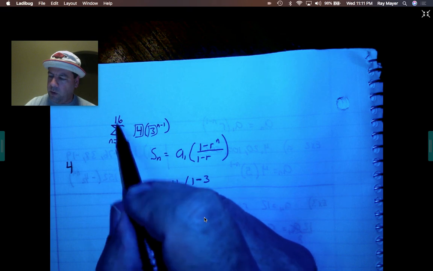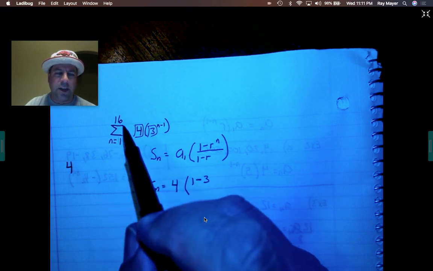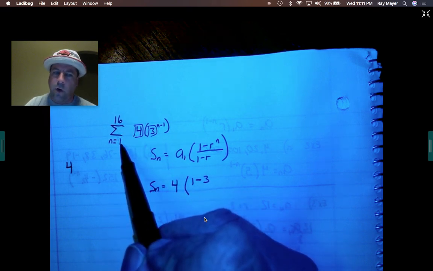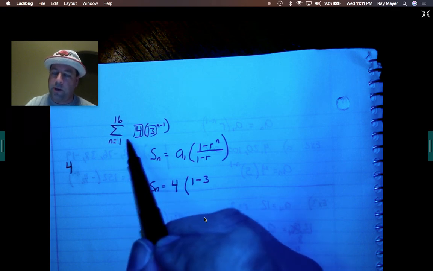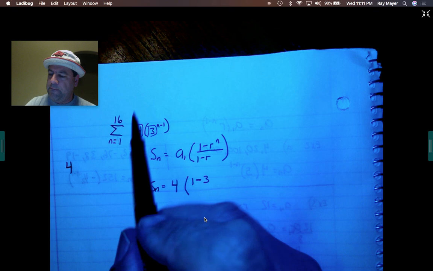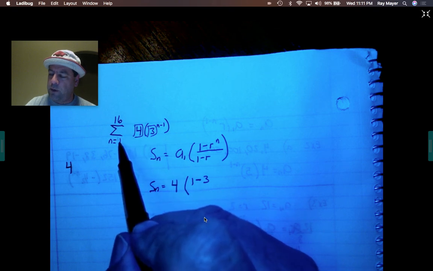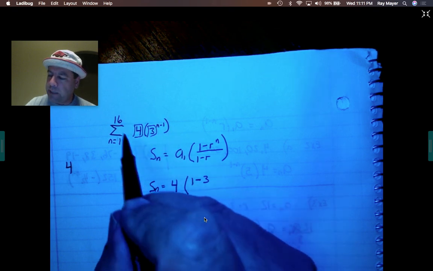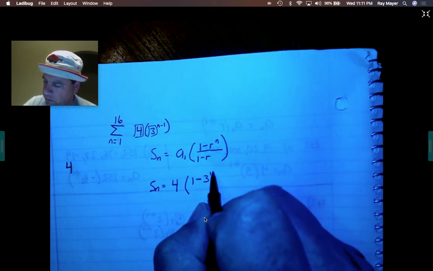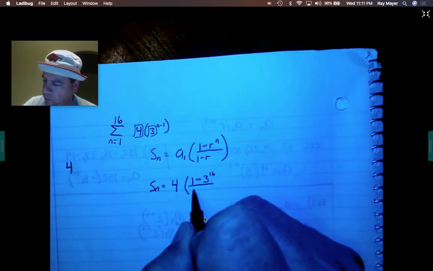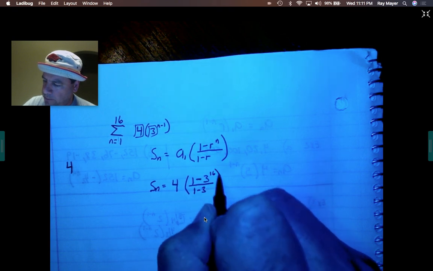And how many terms are there? Well, there's 16 terms. This is telling me. This gets a little tricky if that's not a 1. If that's not a 1 there, we've got to plug and chug to figure out what the first term is. Be careful about that. That's a tricky gotcha. Okay. 16 over 1 minus 3.